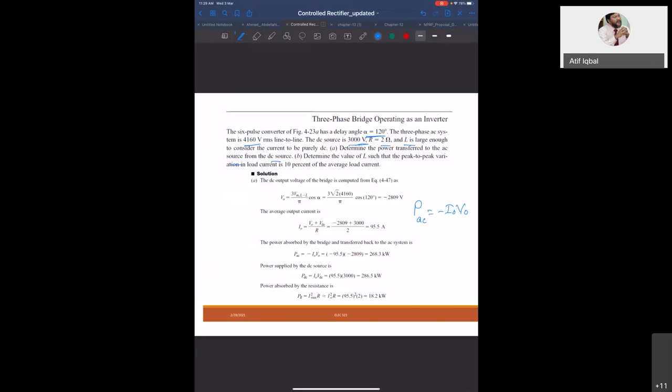So V naught is the average voltage. It is given by this formula, so you can find the average voltage. Then you find the average current. And then you find the power. And the power supplied by the DC source is positive. The power obtained is negative. And the power absorbed by the resistance is I squared into R, with I the RMS value. If we approximately assume the RMS value as the average value, we can get the power absorbed in the resistance.